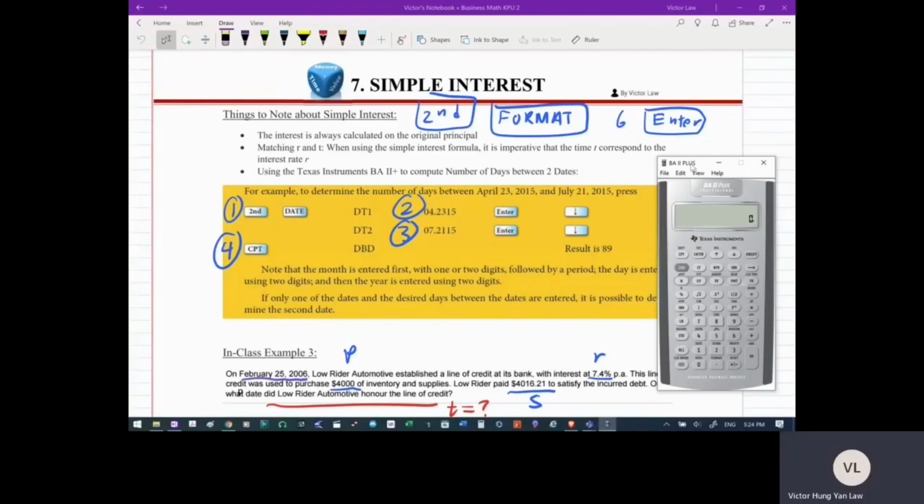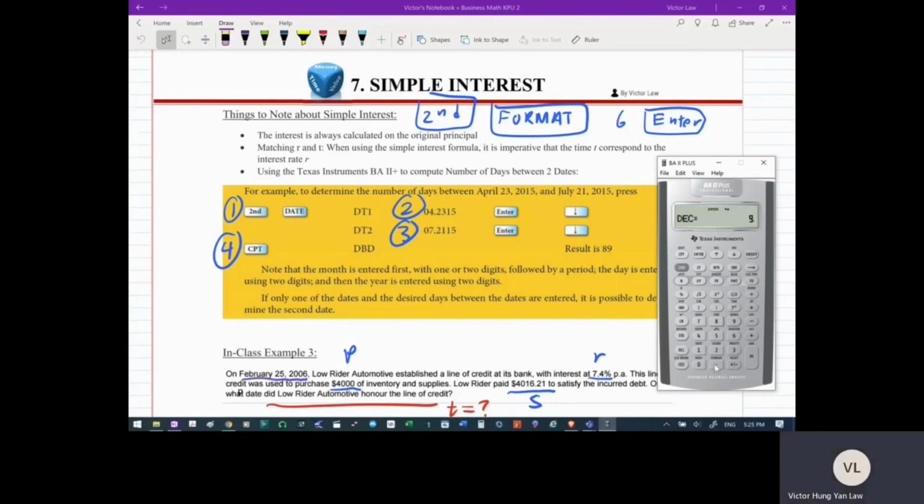The next topic that we're going to talk about is the date function on the financial calculator. And before we learn the date function, what we need to do is format our financial calculator to at least 6 decimal places. So what we're going to do is click on second, format. So second function, top left corner, and then you click on format. Format is the very bottom.